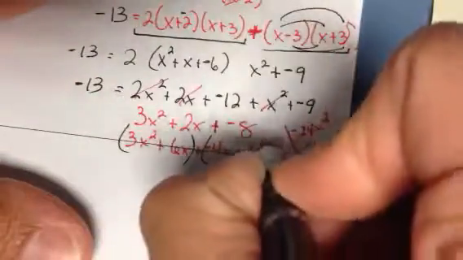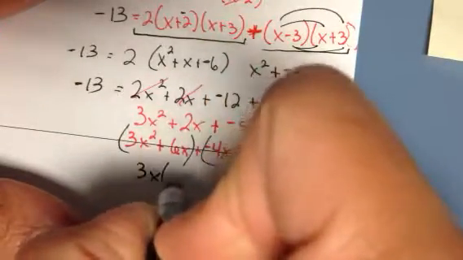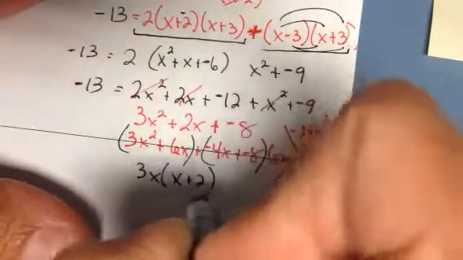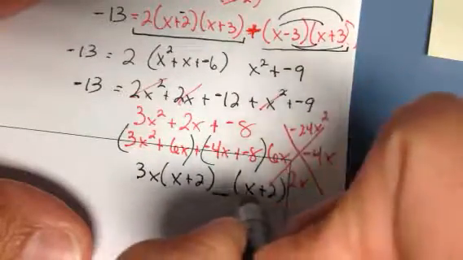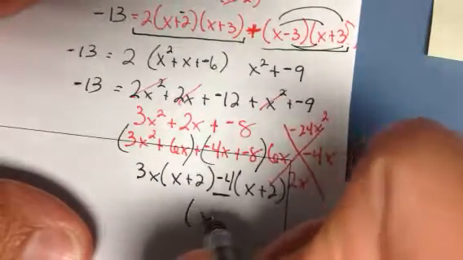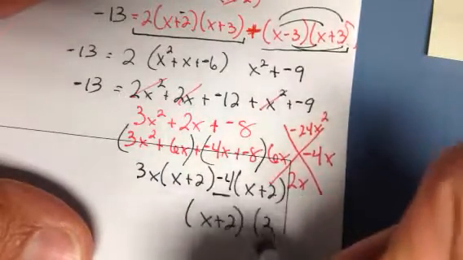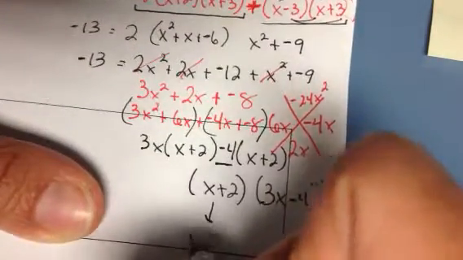Now I'm going to group them. And what can I take out of both of those? I can take out 3x, and I'm left with x plus 2. I need another x plus 2. So what times x gives me the negative 4x? That's a negative 4. And now I've got my factors, x plus 2 and 3x minus 4. And what makes them 0? This one's going to be negative 2.